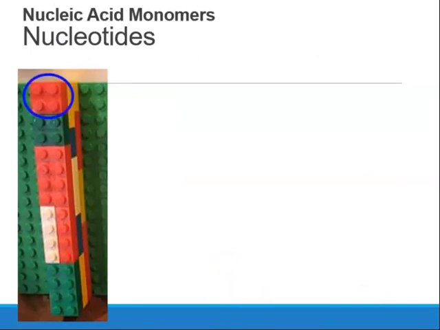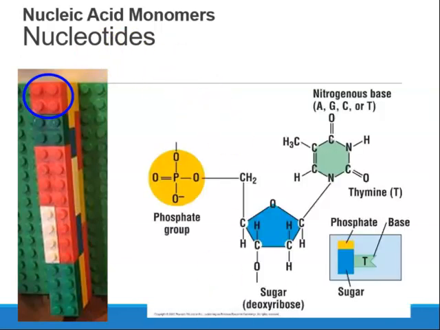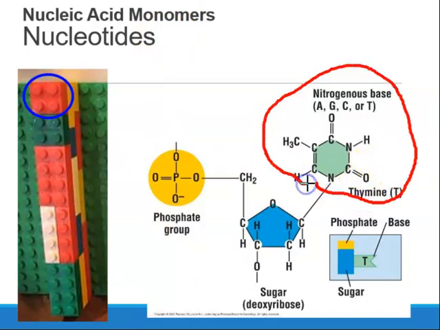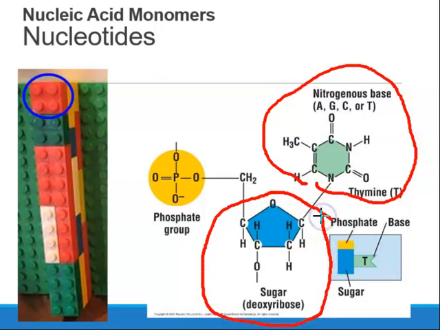So the monomers, or basic building blocks of nucleic acids, are nucleotides. And we have three components of our nucleotides. We have our nitrogenous base here. We have our 5-carbon sugar. If it's DNA, it would be deoxyribose. If it is RNA, it would be just ribose. And then we have a phosphate group.